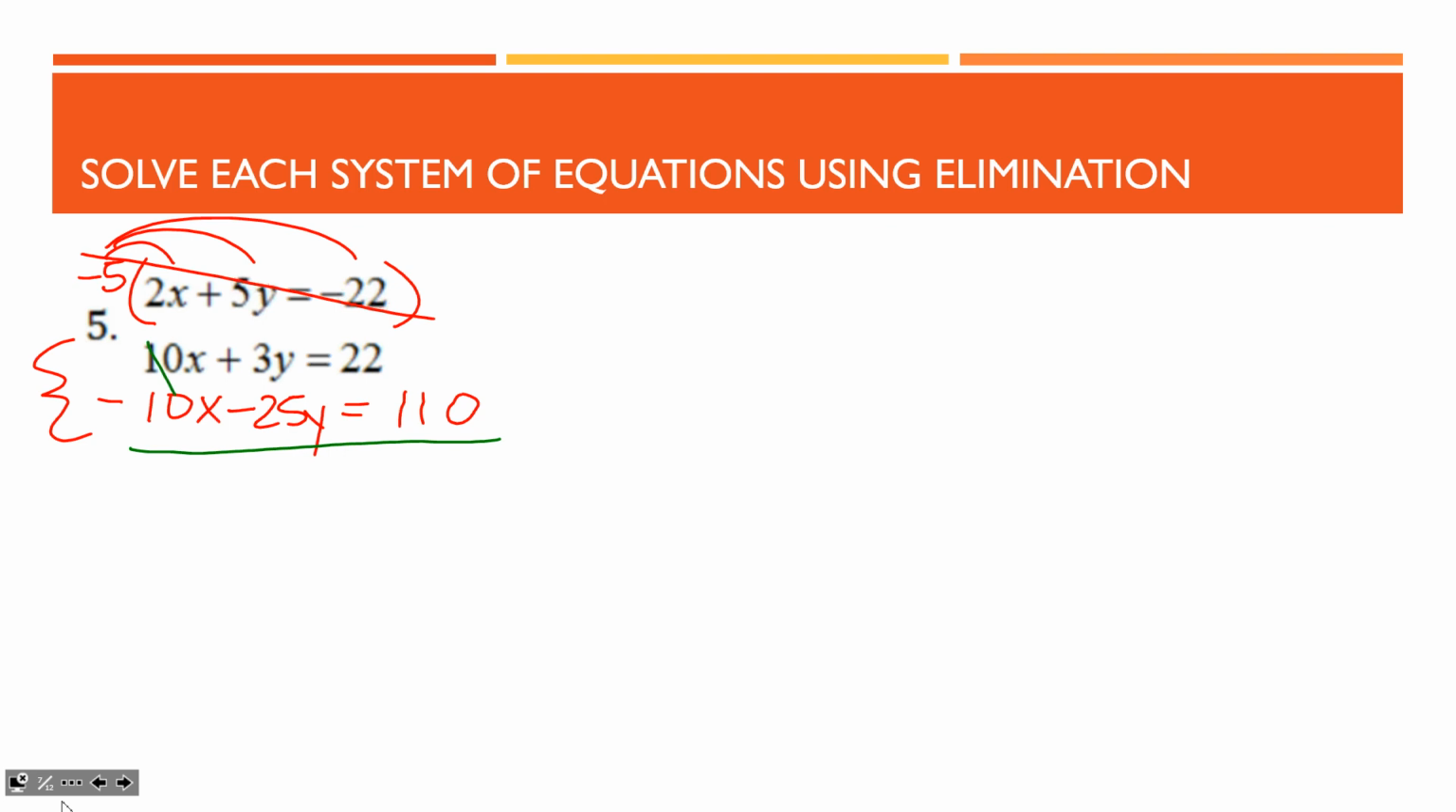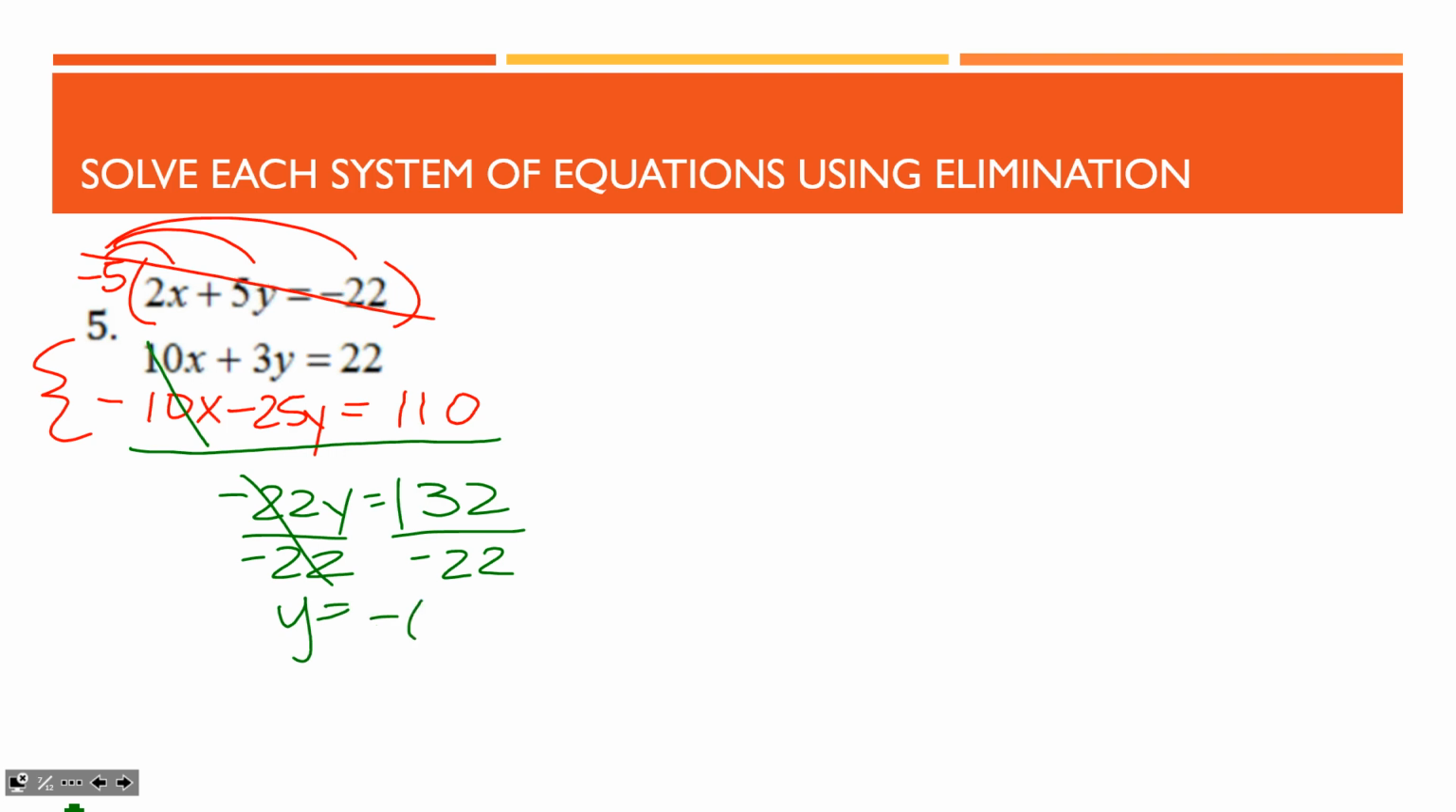10x plus -10x cancels. 3y minus 25y is -22y, right? And then 22 plus 110 is 132. So I have -22y equals 132. Now to solve for y, I'm going to divide both sides by -22. Use your calculator, and a positive over a negative is a negative, and I'm going to get -6 there.